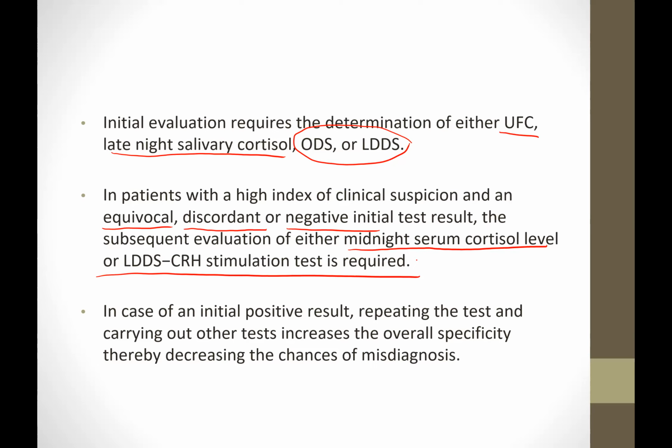Now, in case of an initial positive result, it is imperative that you do a second test. And the second test should be other than the primary test. You can repeat the primary test. Suppose you did UFC, repeat the UFC along with a second test, either ODS or LDDS with CRH. This is to reduce the false positive diagnosis. False positive is very dangerous because it requires you to evaluate the pituitary, evaluate the chest and other things for ectopic, evaluate the adrenal, lot of MRIs, CTs, and so much hassle is there. So false diagnosis is always dangerous.